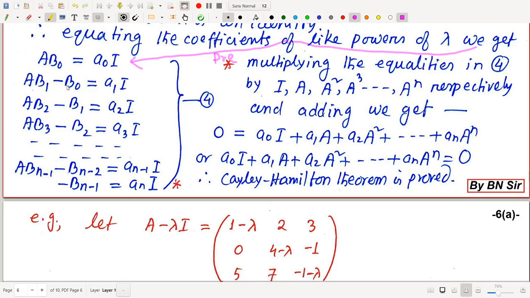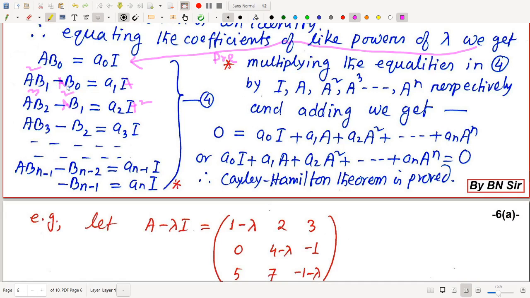Now, when it is multiplied by A and added, this A B naught and this A B naught will be cancelled. Here A square will be coming. So when added, these two will be cancelled. Here A will be coming. If I multiply by A square, it will be A cube, and here it will become A square. So if we add, you see, A B naught cancels, this A square B1 cancels. Similarly, everything will be cancelled.